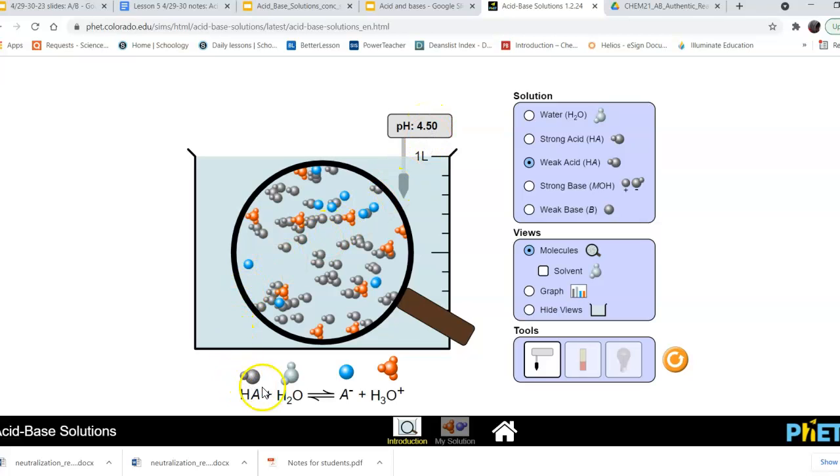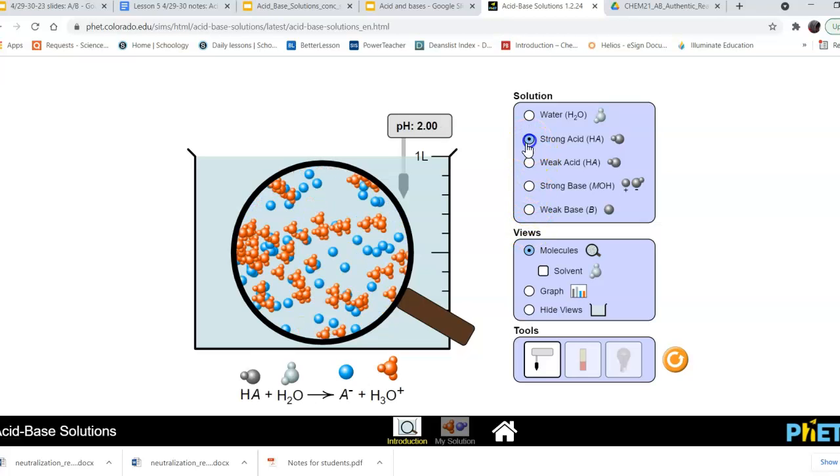Okay. The reaction that's taking place here is you have an acid dissociating in water to form your hydronium ion, and the reaction is reversible. Now let's compare this weak acid with the strong acid. Here you have a strong acid. The pH dropped from 4.5 all the way down to 2. So it was a drastic change in pH.